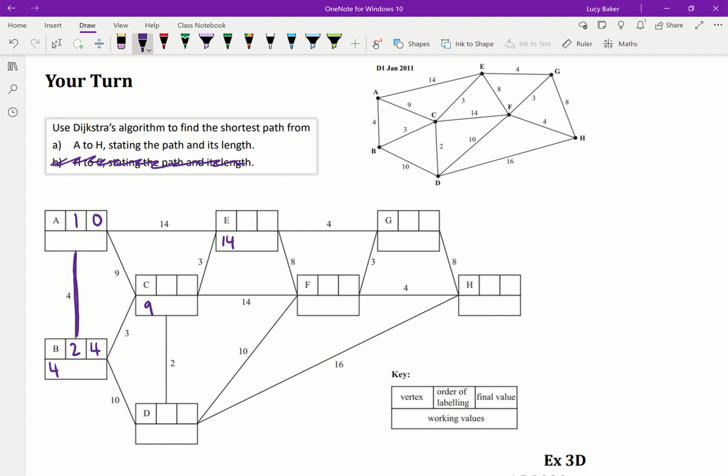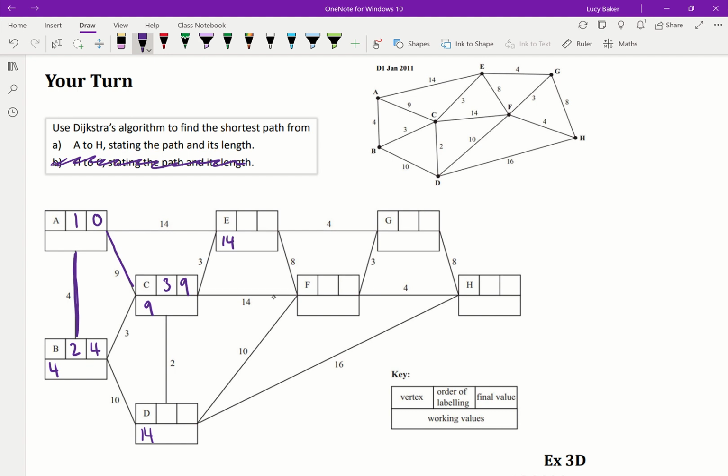From B, I need to add any new vertices that I can get to from B and their distances as well. So I can get to D from B in a distance of 10, so that would be a total distance from A of 14. But that's not the closest vertex. C is going to be the next one because the distance is 9. So that's going to be number 3, and the total distance is going to be 9.